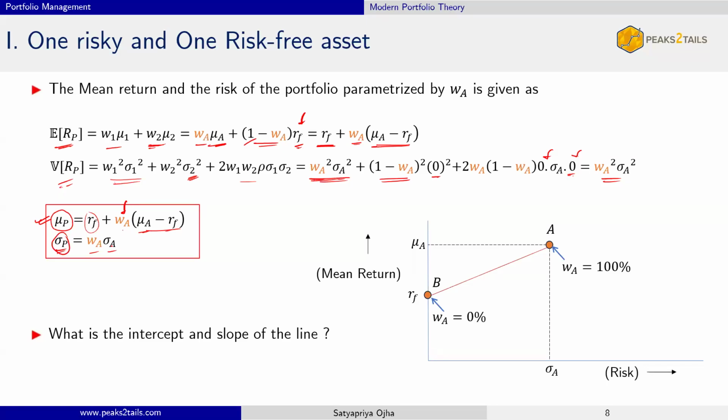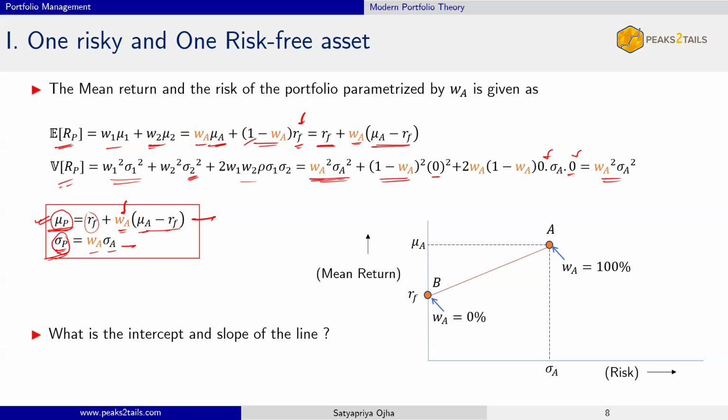Now, both of these are parameterized by WA. What does that mean? WA is something I control as an investor. So I can keep changing WA, which alters mu P and also alters sigma P. They both change simultaneously as and when I change WA. So the question is, how do they change together? What is the equation that binds mu P and sigma P together? Do they move in a circle, or is it a straight line, or a parabola, hyperbola, ellipse? What is it?